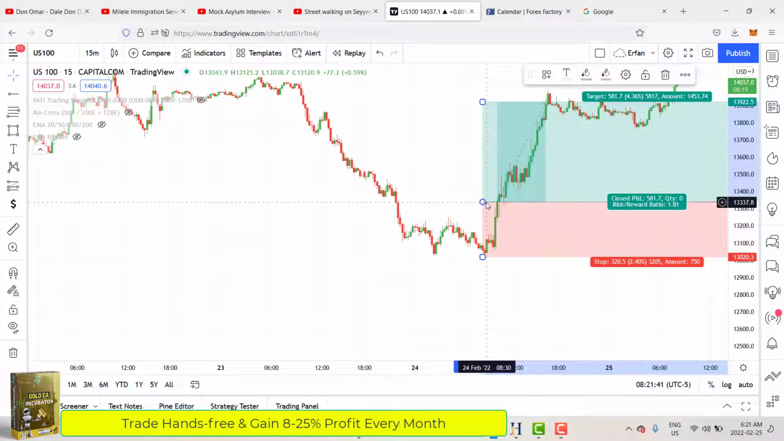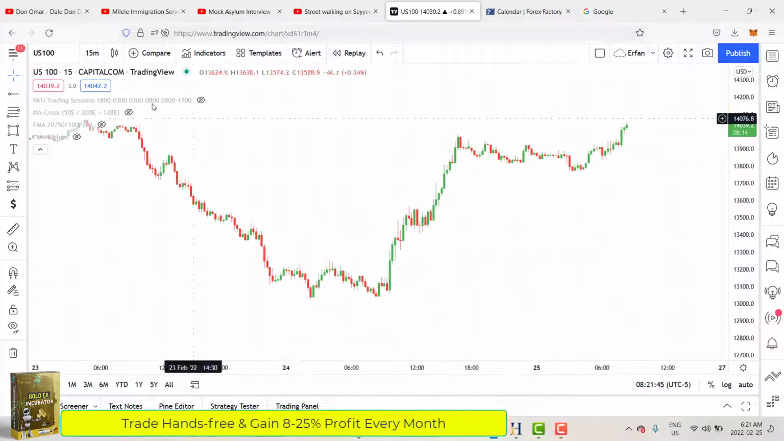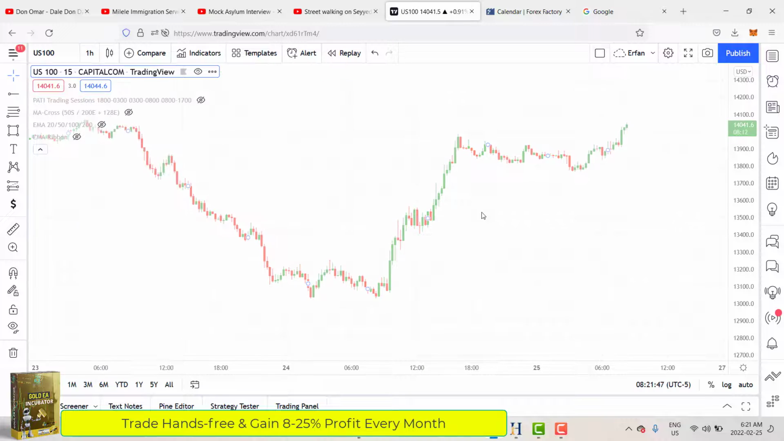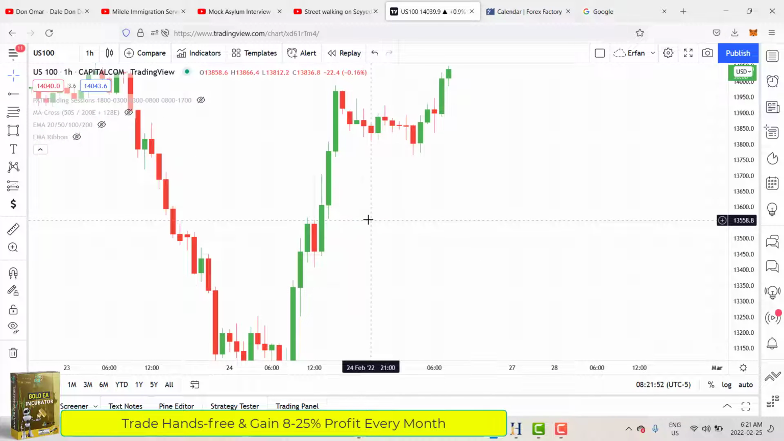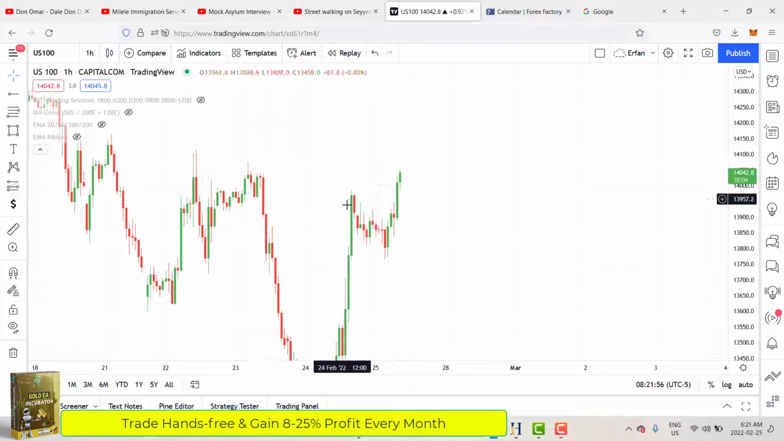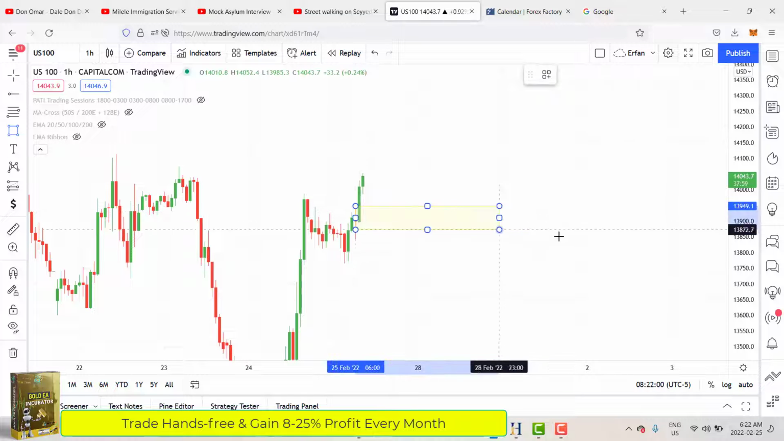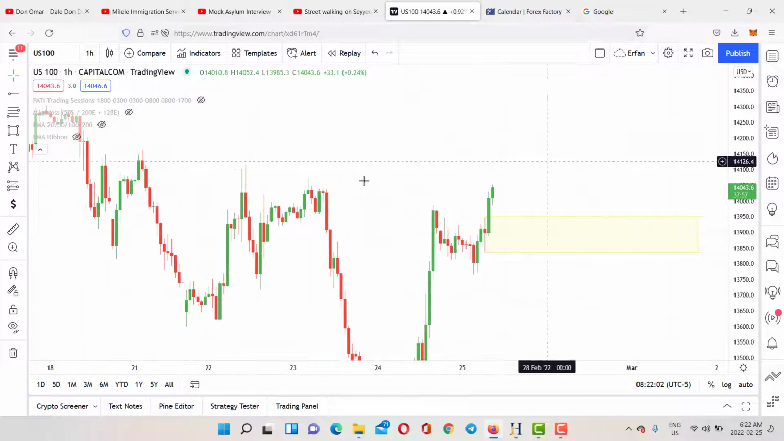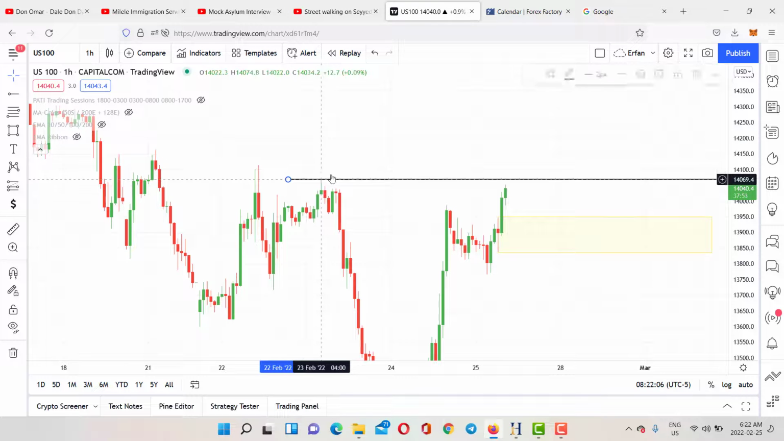If we could take it from here to here. Okay, so NAS100. Any high probability order block? Yeah, probably here. And this break of structure here. High probability order block here as well. So this one would be a good one.